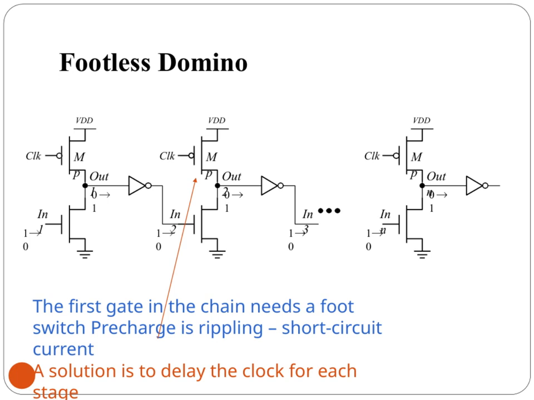To address this, a practical solution is to delay the clock signal at each stage, ensuring that the transitions happen sequentially rather than simultaneously. This stage clocking helps to minimize the short-circuit current and improve overall circuit performance. The diagram illustrates the typical connections, with each stage receiving its own delayed clock signal, and the inputs and outputs cascading through the chain. Understanding this mechanism is crucial for optimizing dynamic logic circuits.